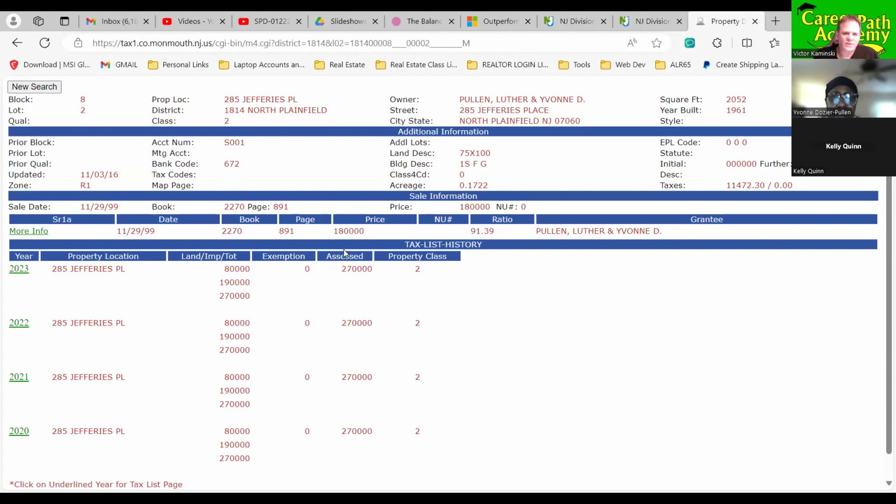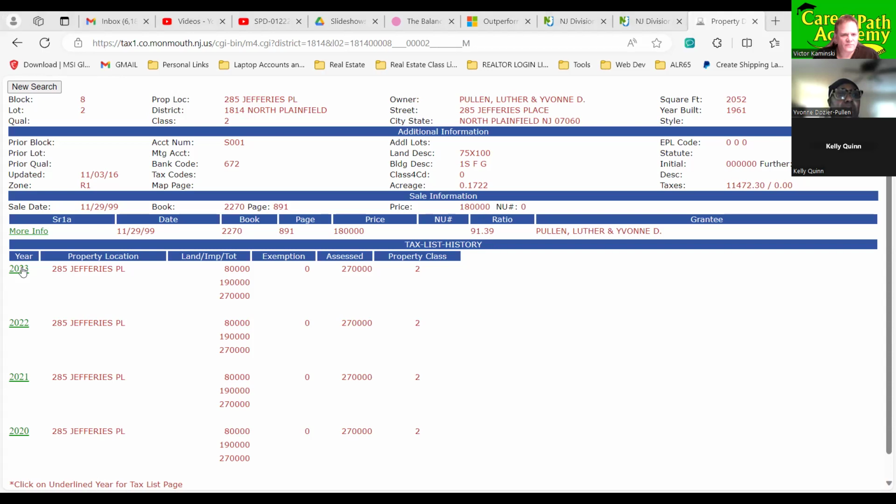So you had some equity in there. The tax assessor, even though you bought it at $180,000, estimated the value at $196,000 as being the market value. Now, let's see if they put it in for 2023. No, they did not.